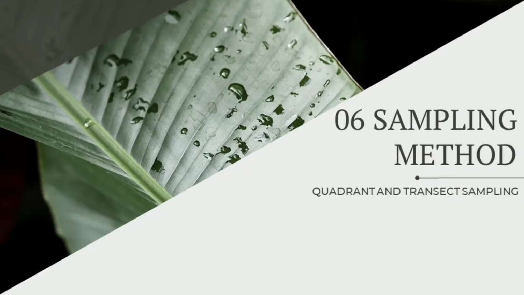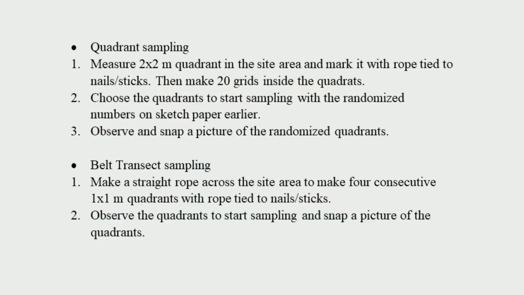The following are the sampling methods for quadrat and belt transect sampling. During quadrat sampling, first of all, measure a 2 times 2 meter quadrat in the site area and mark it with rope tied to nails or sticks. Then, make 30 grids inside the quadrat. Secondly, choose a quadrat to start sampling with the randomized number on the sketch paper earlier. And lastly, observe and snap a picture of the randomized quadrat.